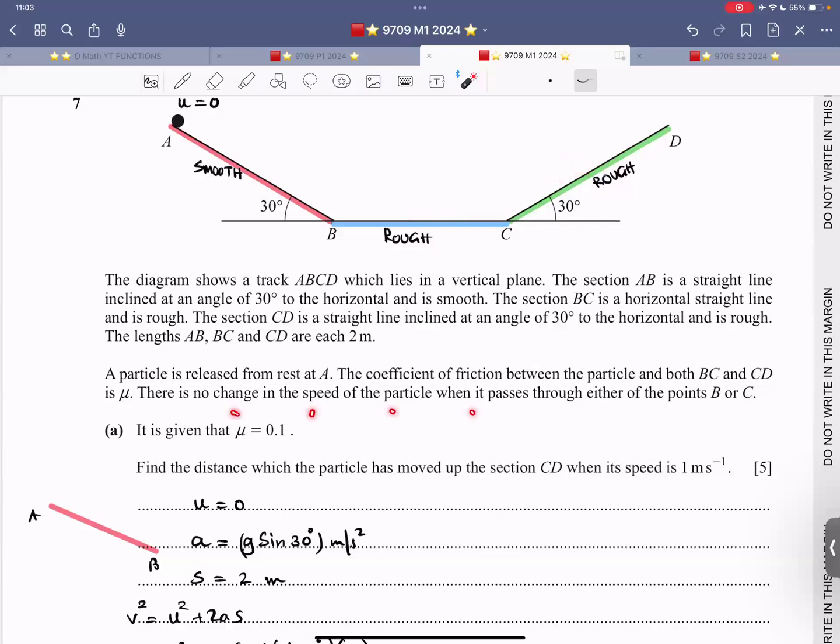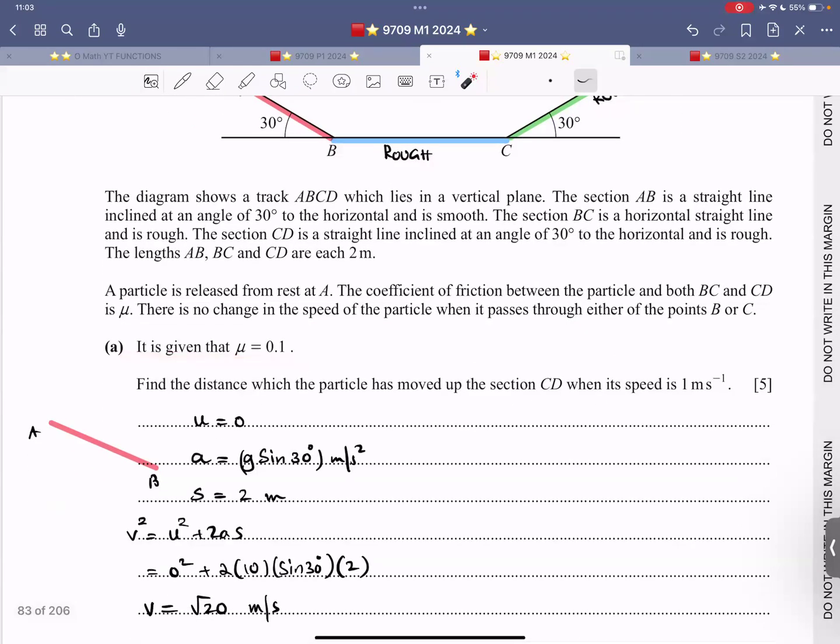There is no change in speed of the particle when it passes through either the point B or C. That means it would come down and slowly move this way and slowly go up this way. It won't jump or anything like that. First part, it is given that mu is 0.1.